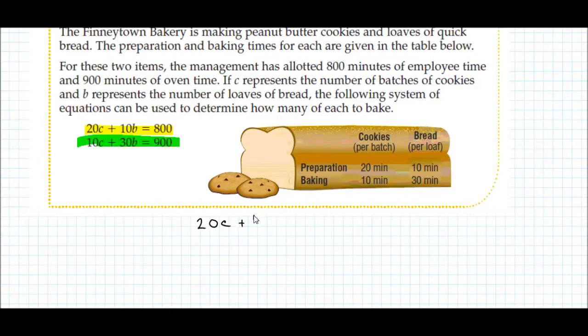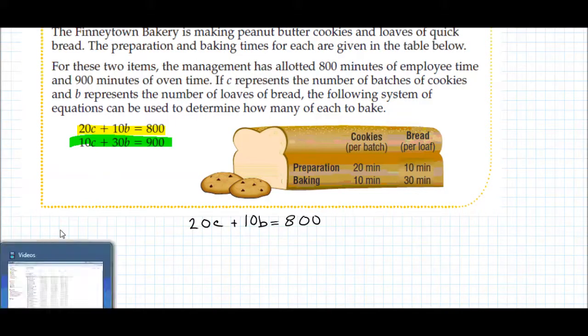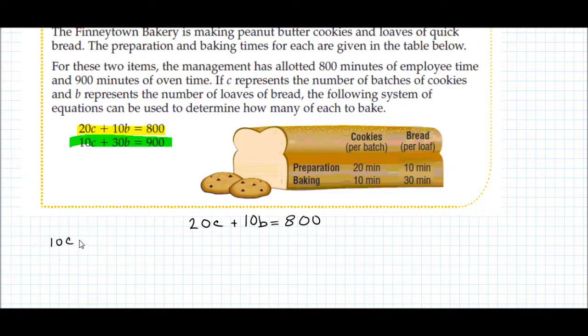20C plus 10B equals 800. The second equation, I'm going to put it over here to the left for now just so you can see what we're doing, is 10C plus 30B equals 900. If you notice, we can get to elimination. 20C and 10C are pretty close, but we're going to have to do something to this equation. What do you think it would be? How can we get 10 to be 20? Going to have to multiply it by 2.